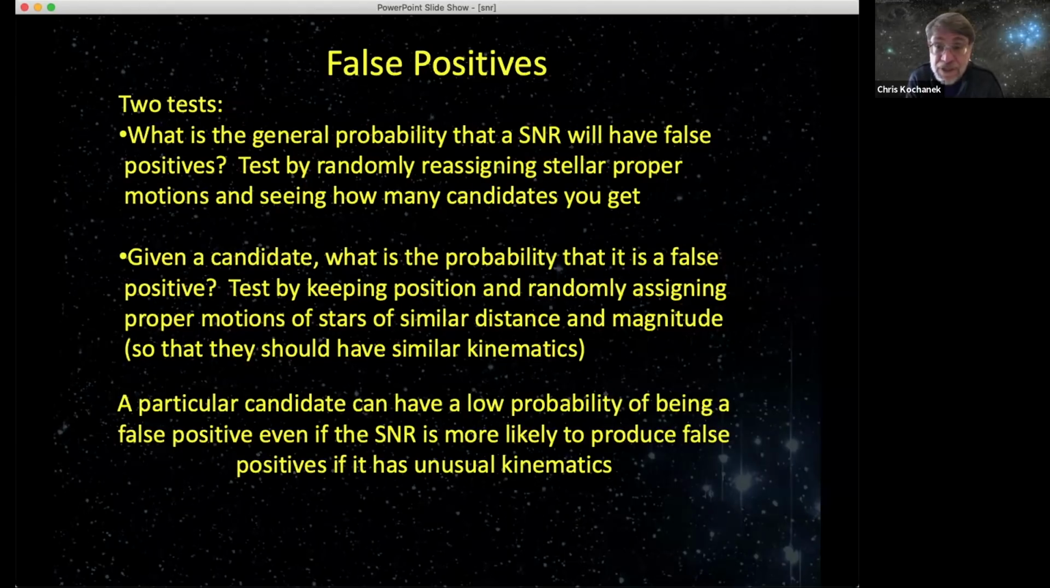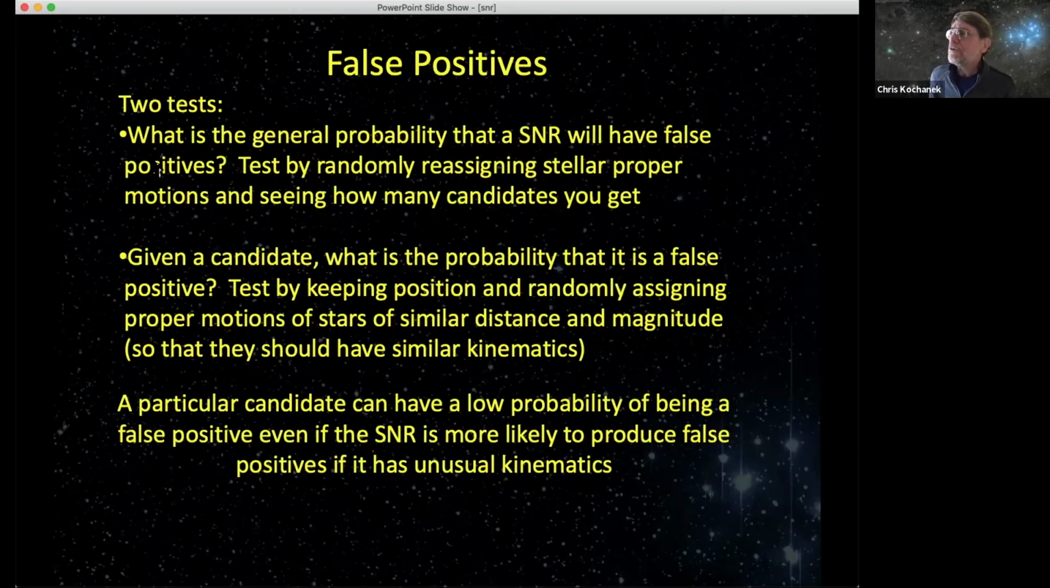The other way you can do it is if I have a particular candidate, you can evaluate it specifically by assigning it proper motions of other stars of similar distance and magnitude. Why the similar distance and magnitude? Well, kinematics depends on the distance. So if you put the star at a very different distance, it has different kinematics. And magnitude, because magnitude is luminosity. Luminosity is something about mass and age, and the kinematics of stars depends on their age. So by limiting it to stars of similar distance and magnitude, we're trying to use stars which probably have similar velocity properties.